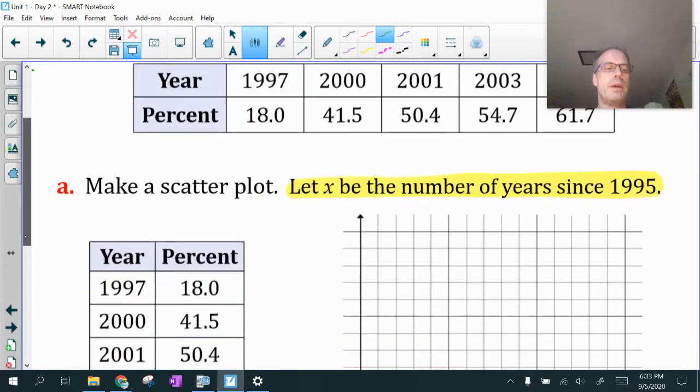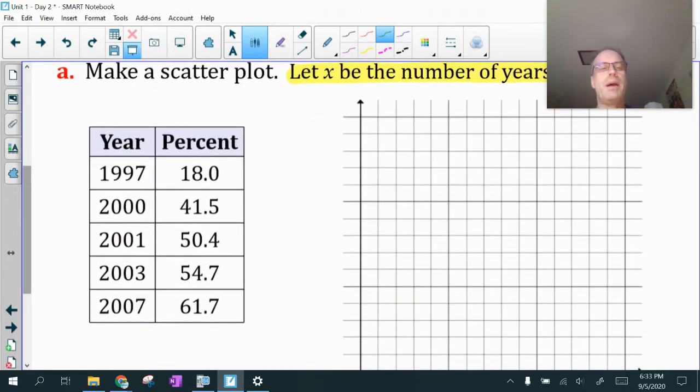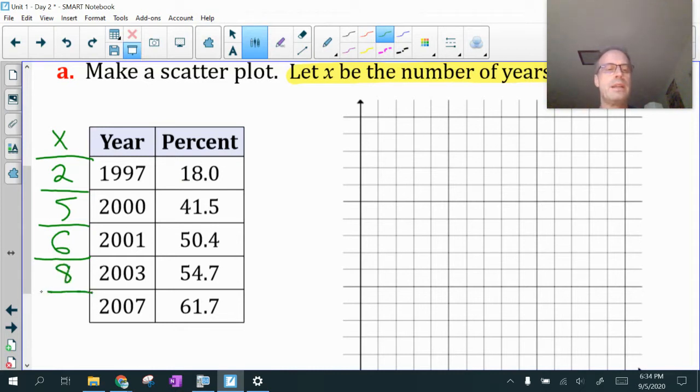So here we go. I'm not supposed to use the year. I'm supposed to say that my X coordinate does represent years, but it's years after 1995. So what that means is 1997 is 2 years after, 2000 is 5 years after, 2001 is going to be 6 years after, and let's see, we're looking at 8, and then I'm looking at 12 here. So I am now going to say that I don't want to have that involved.